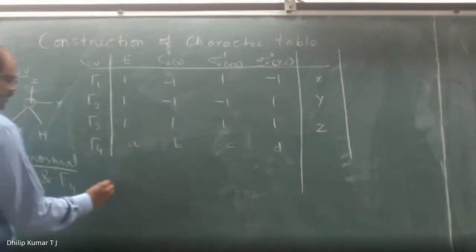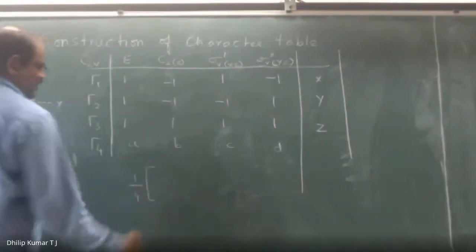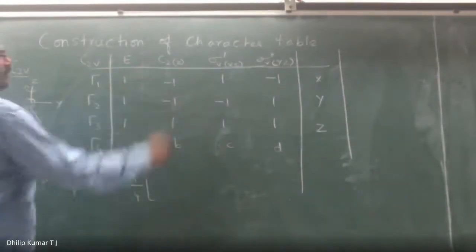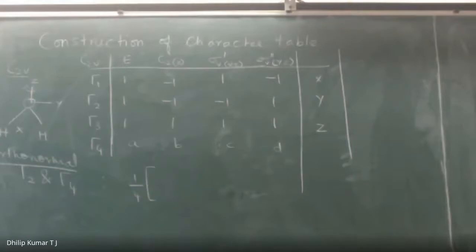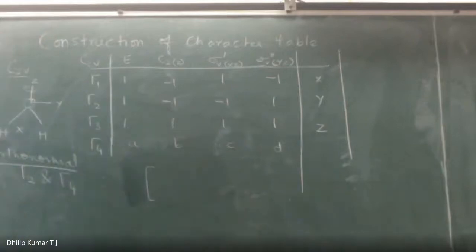If you take the product, there is a formula, right? It's 1 over h, where h is the number of elements in the group, the order of the group. Orthonormality is not needed, just the product of the two. Basically, if you see the big orthogonality theorem, you find this multiplied by this. This is what we are doing.